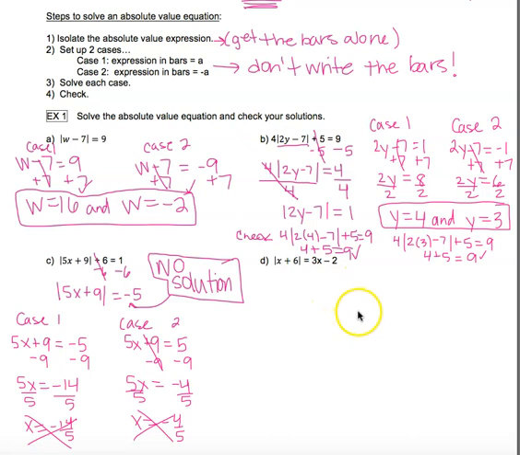All right, last one. Isolate the bars. So that is already done. Here are my bars. It's already by itself. So set up my two cases. Case 1, expression from the bars equal to the answer. Case 2, expression from the bars equal to the opposite.